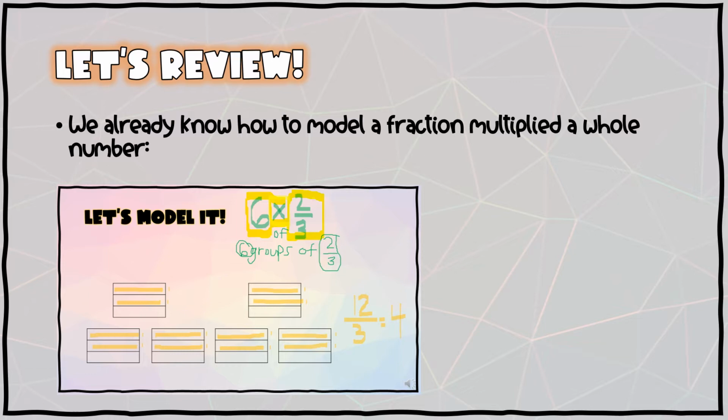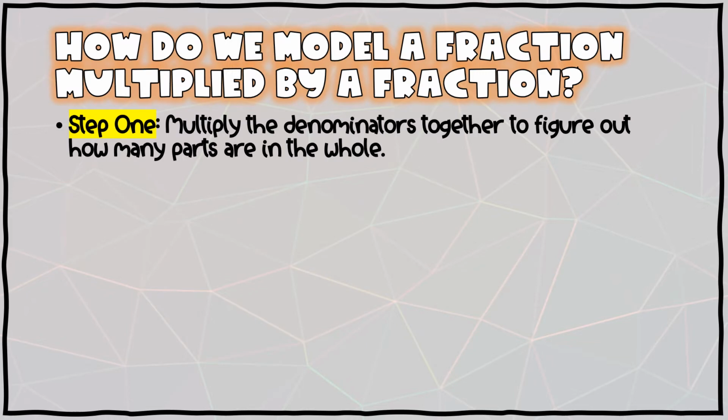So I drew, or rather PowerPoint modeled, 6 groups. So I have 1, 2, 3, 4, 5, 6, and then I shaded 2/3 of each whole number, I guess you would say, and then I count up the individual yellow lines within each whole number. So whenever I do that, I get 12 out of 3, which gives me 4 if I simplify it. So that's how you model it with a whole number. But today we're going to learn how do we model a fraction multiplied by another fraction.